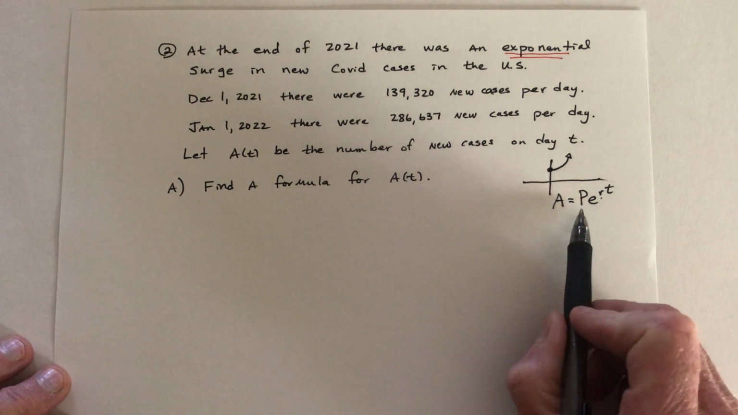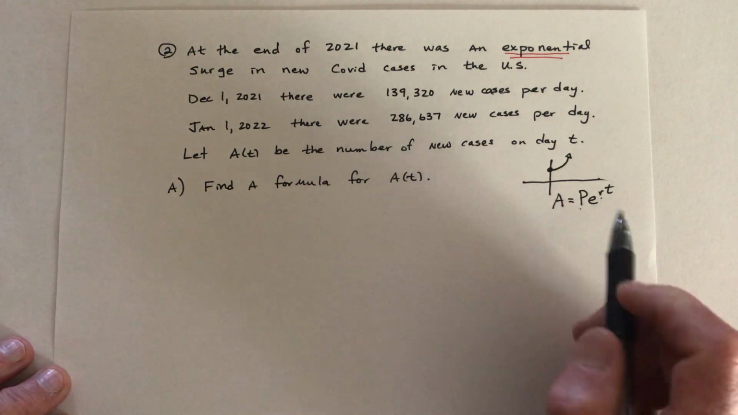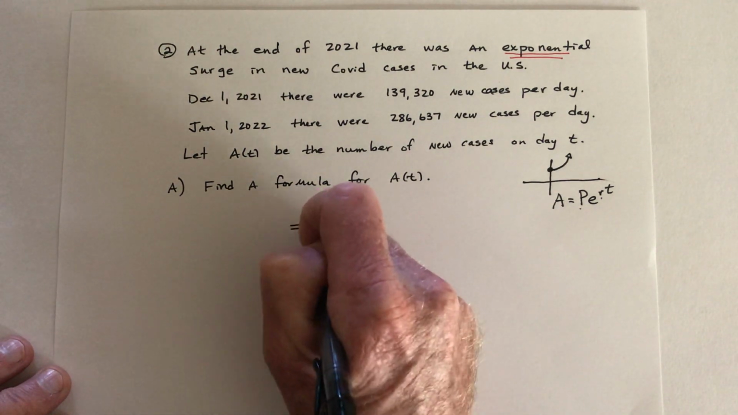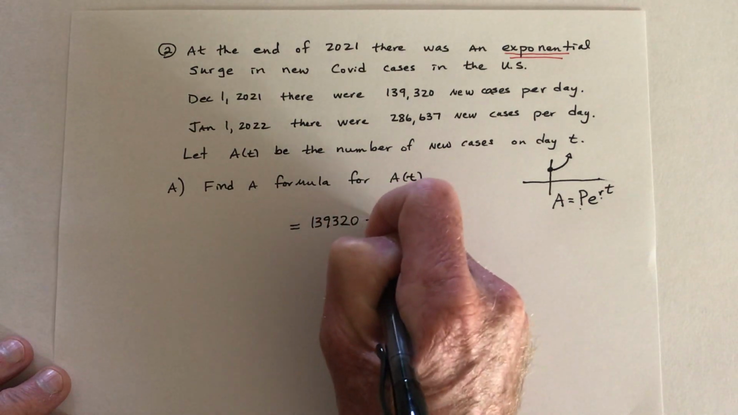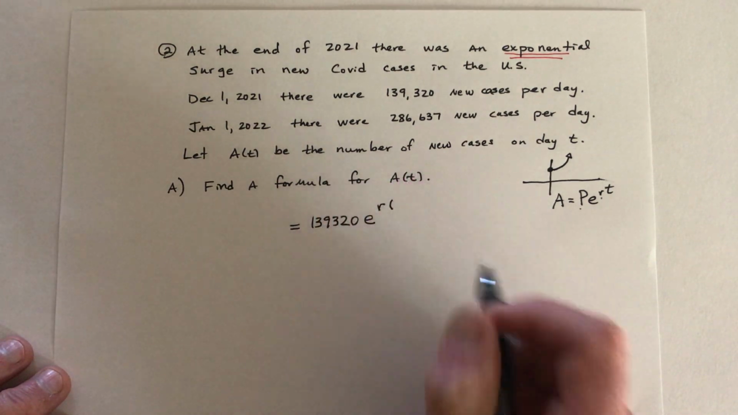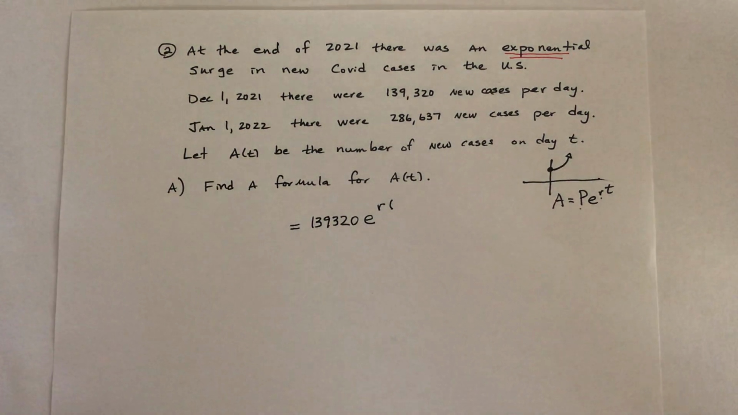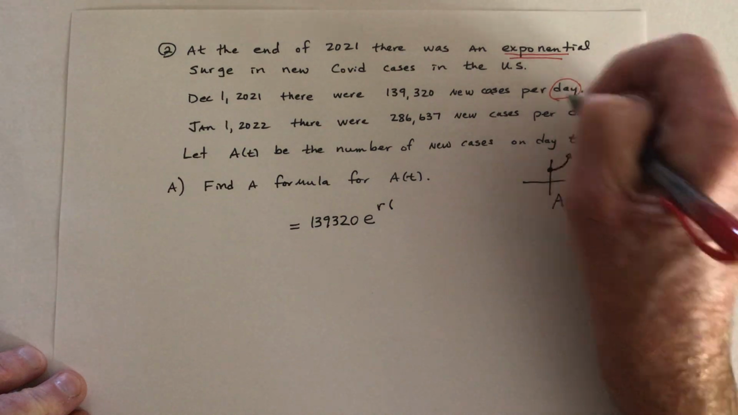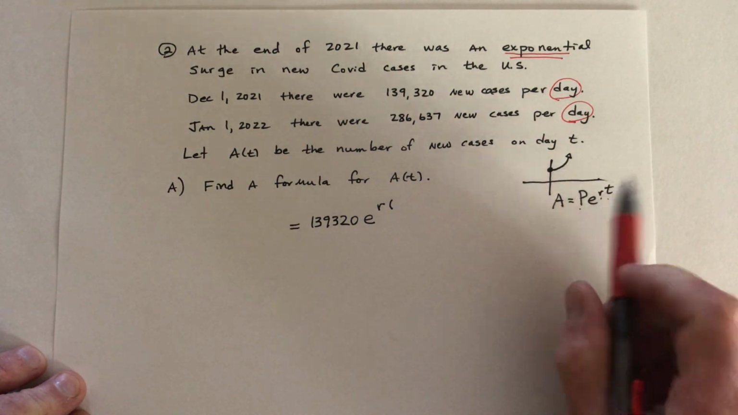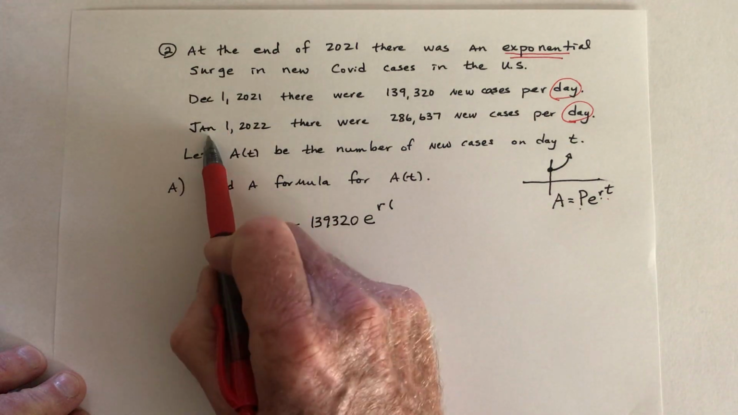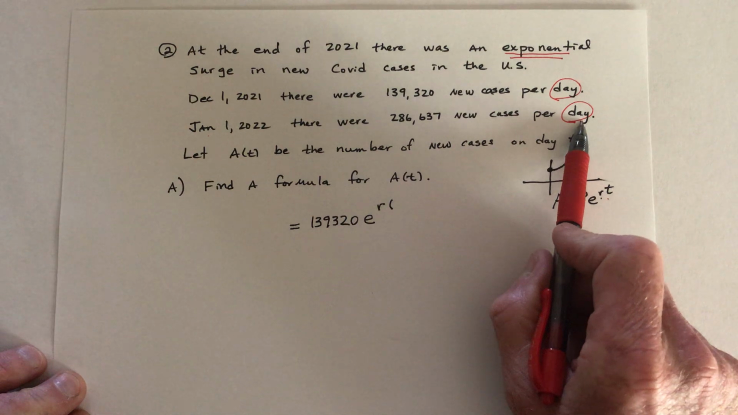In order to do that, this is the beginning, 139,320. And then it goes e to the r, and then t. Well, here's another case where you have to pay attention to the units. This is per day, and this is per day, which means t needs to be days. So even though this is 1 month later, I can't use 1 month because I'm supposed to be using days.